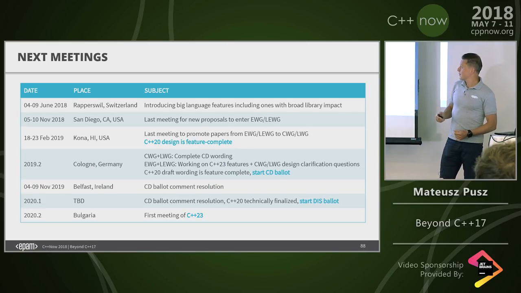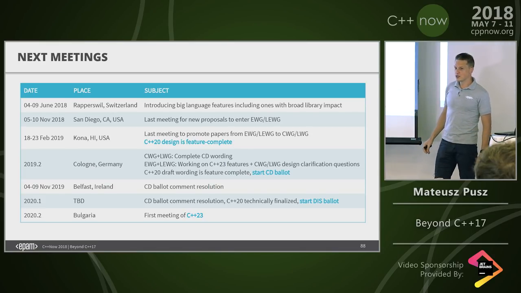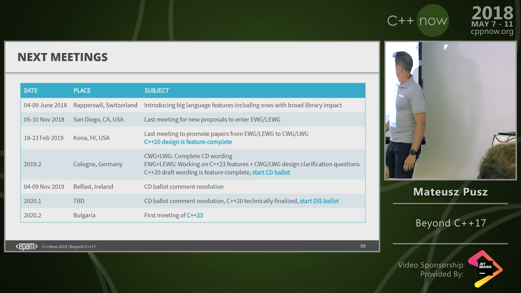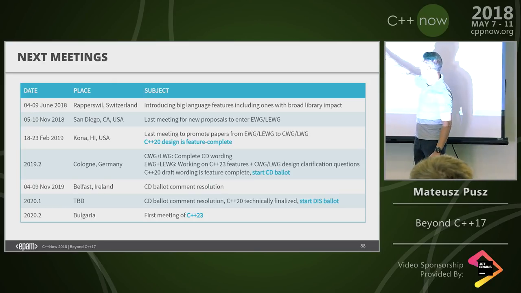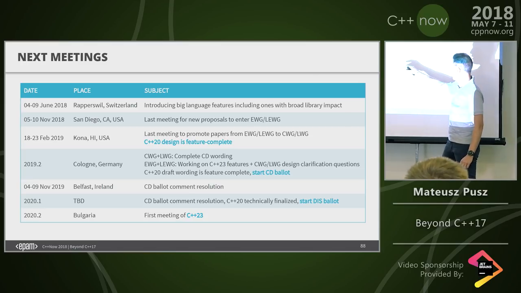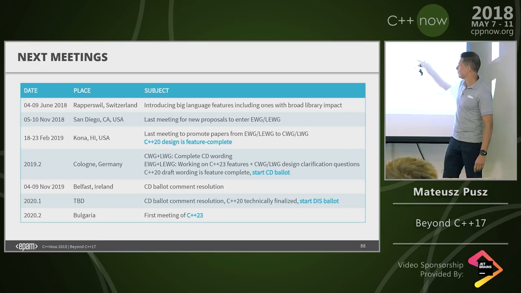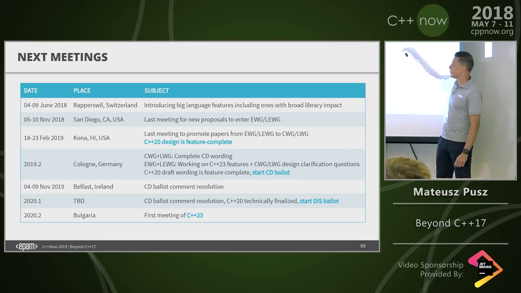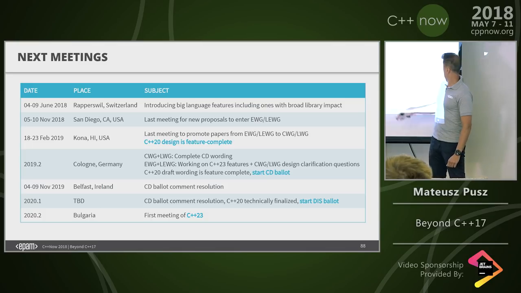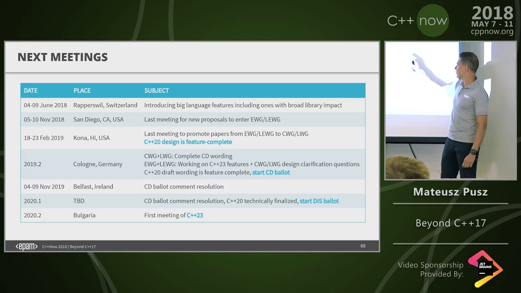Maybe what will happen next regarding C++20? We'll have a meeting in a month in Rapperswil, in Switzerland, then in San Diego and Kona, and we expect that in Kona, C++20 will be design and feature complete. Until then, we still bring new papers for discussion. But you can see here that San Diego will be the last meeting for new proposals to enter evolution groups.